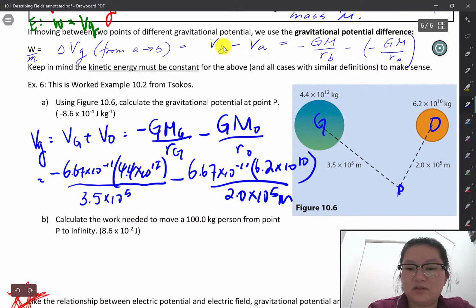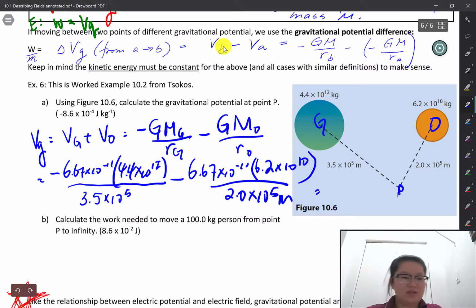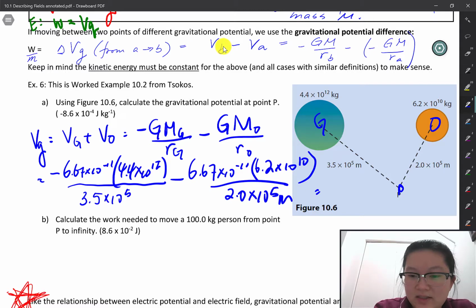Phew! That's just a lot of numbers. It's not very difficult math, or just even conceptually either. Yeah, I didn't even bother putting in negative signs. I just added them positively and just slapped the negative at the end.